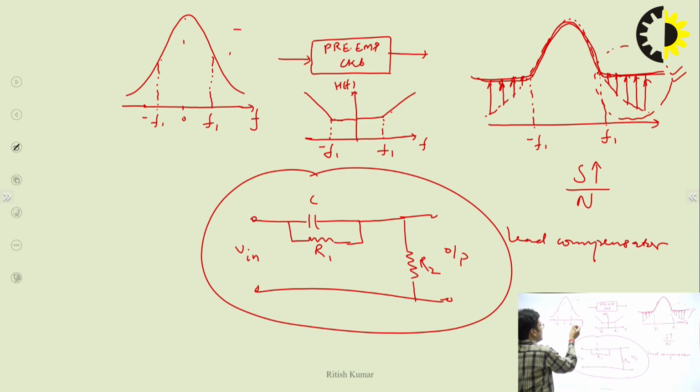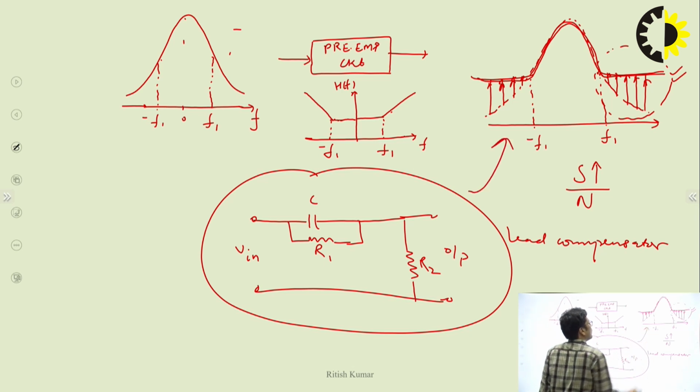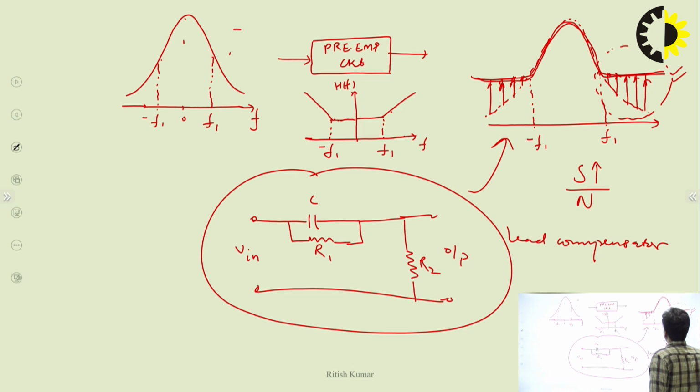After passing this logic through this circuit, we have this kind of signal strength, right? So this is our main aim, to have the improved signal strength at a higher frequency. So this is the pre-emphasis logic and pre-emphasis circuit that is just like a lead compensator.